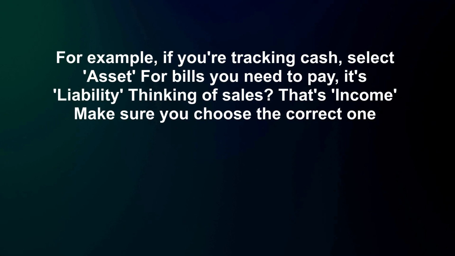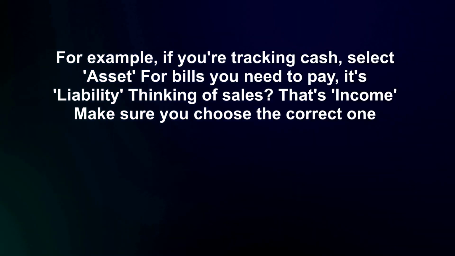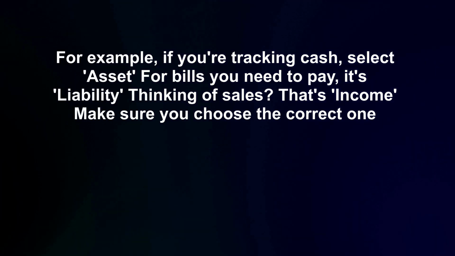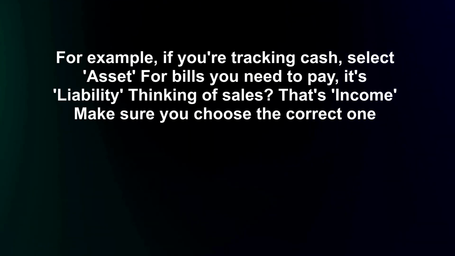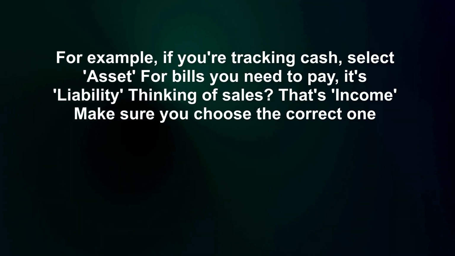are your costs. For example, if you're tracking cash, select asset. For bills you need to pay, it's liability. Thinking of sales? That's income. Make sure you choose the correct one.